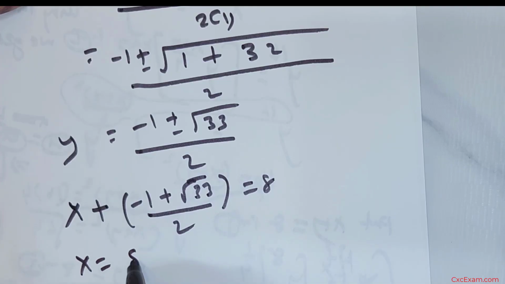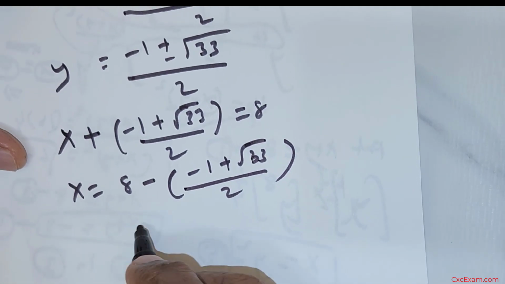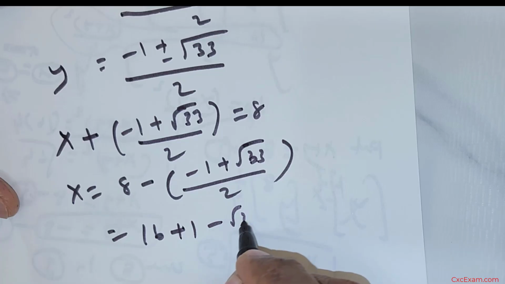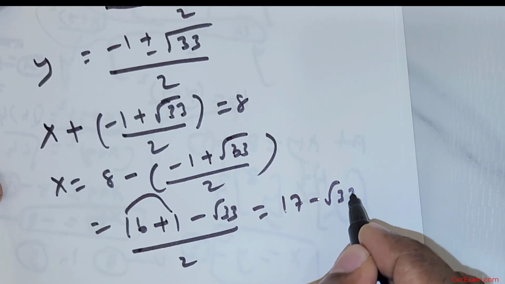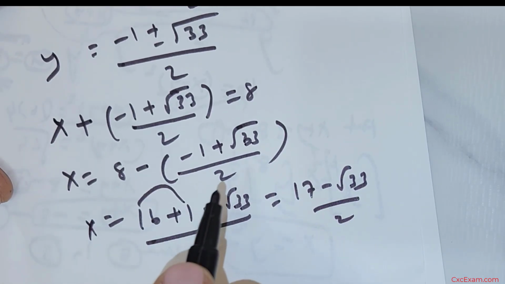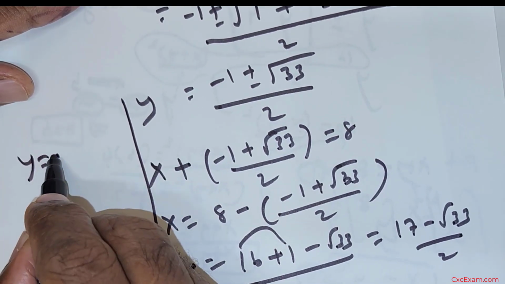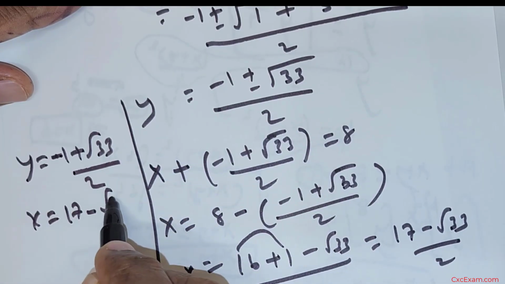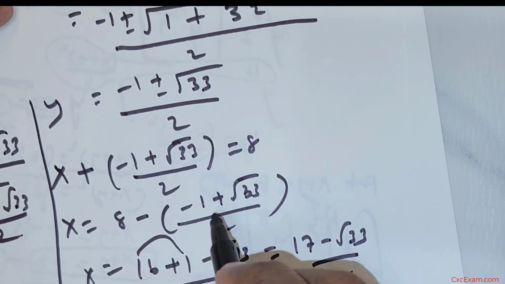So x = 8, you push the other term to the other side, you get x = 8 - (-1 + √33)/2. So this is going to be (16 + 1 - √33)/2. You add these two together, you get (17 - √33)/2. This is your x value. So when y = (-1 + √33)/2, x is (17 - √33)/2.